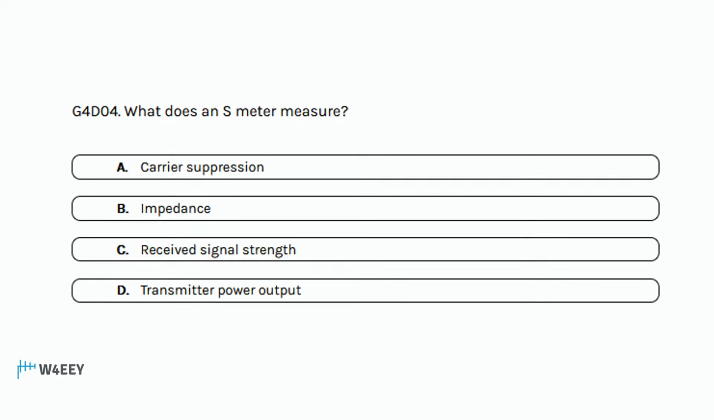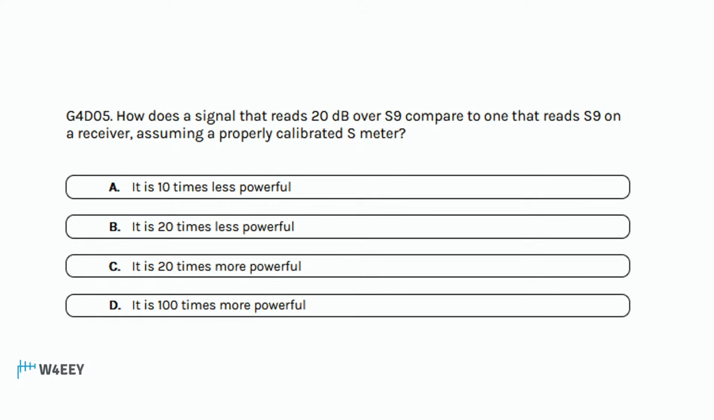And what does an S meter measure? Yep, Charlie, received signal strength. S meters on receivers. And how does a signal that reads 20 dB over S9 compare to one that reads S9 on a receiver, assuming a properly calibrated S meter? Delta. So 20 dB is the same as 10 times 10 or 100 times more powerful.